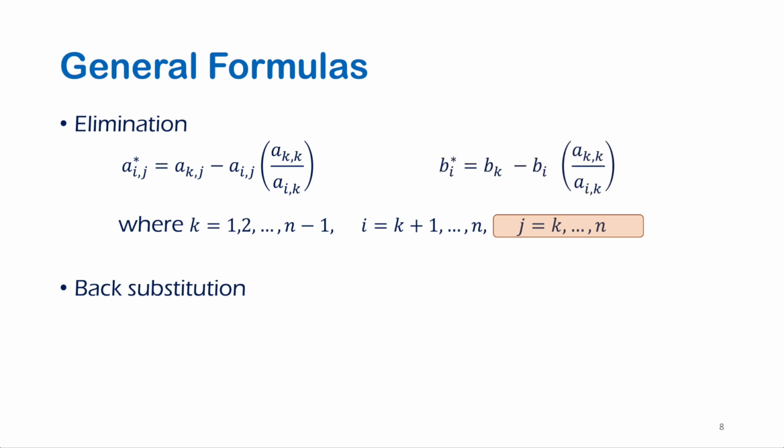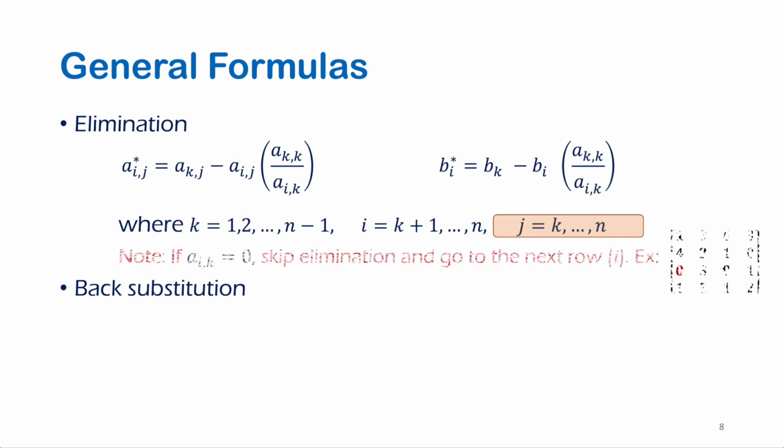Finally, the elements of the vector of constant terms are subjected to the same operations, but because it's a one-column vector, it doesn't need a j index. If any of the elements under the main diagonal is already 0, the whole process of elimination for that row should be skipped. For example, in the first elimination of this matrix, the third row should not be transformed because it already has a 0 element in the first column.